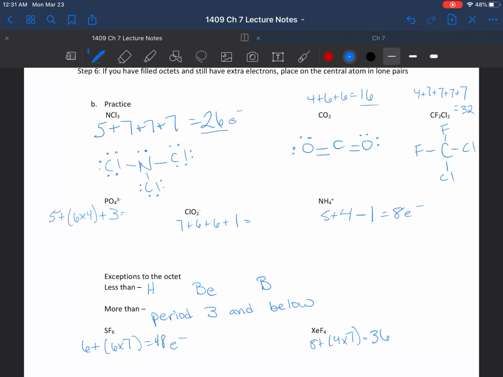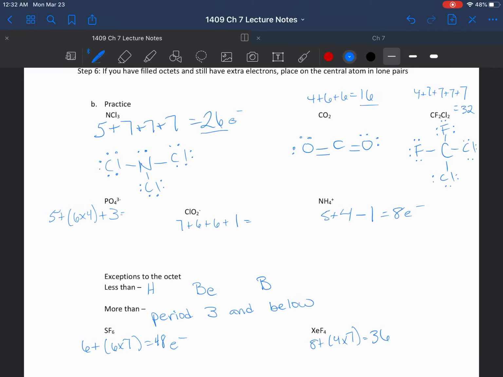So I'm going to count down. I've got 8 already. Let's put in 9 and 10, 11 and 12, 13 and 14, 15 and 16, 17 and 18, 19 and 20, 21, 22, 23, 24, 25, 26, 27, 28, 29, 30, 31, and 32. This worked out great. Everybody has a complete octet. All 32 electrons have been used. This is complete.